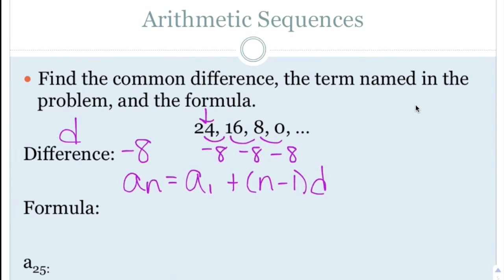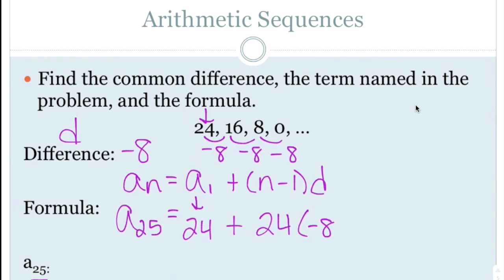And our first term is 24. n is 25. So n minus 1 is 24. And we already said that d is negative 8. Plugging this in, 24 times negative 8 is negative 192. And 24 minus 192 is negative 168. So what we just found is that the 25th term is negative 168.